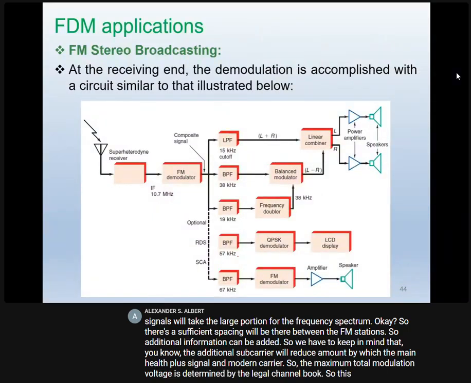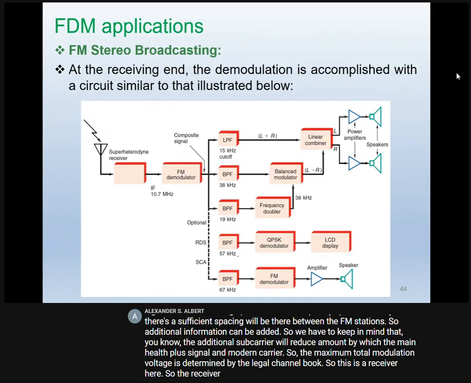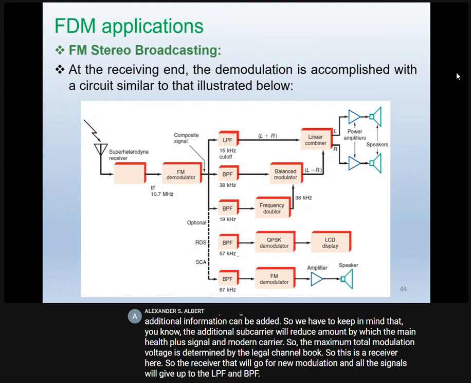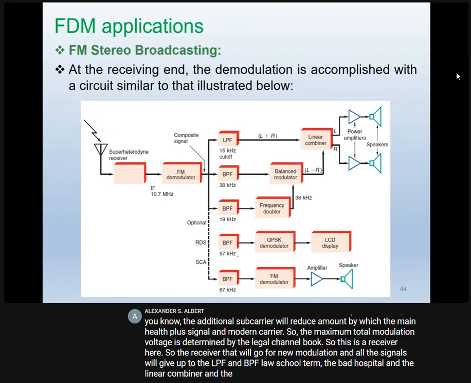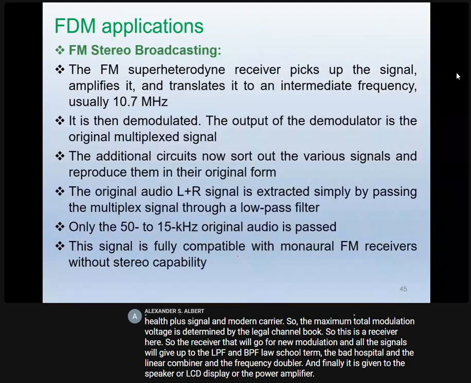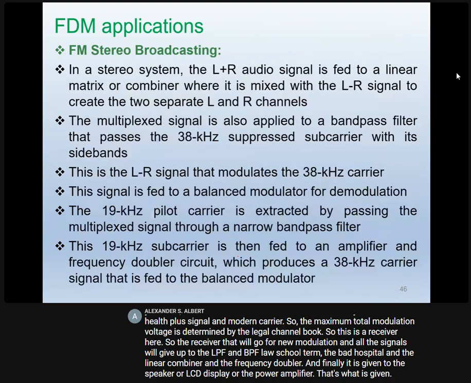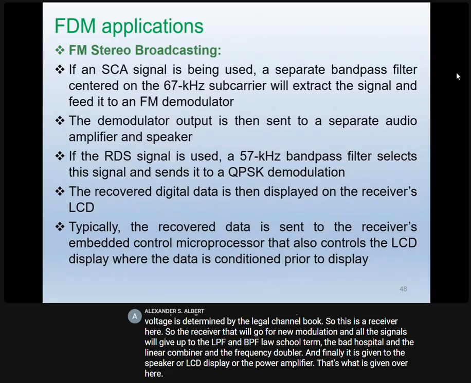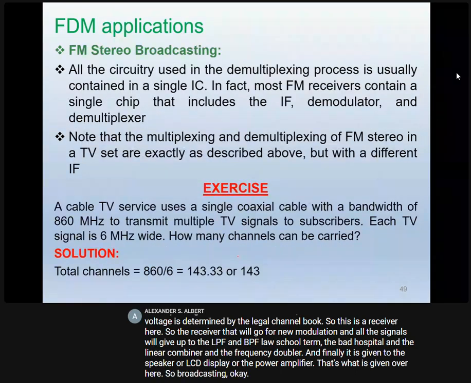So this is the receiver end. The receiver goes for demodulation, and all the signals are given to the LPF and BPF, low pass filter and band pass filter, and the linear combiner and the frequency doubler. And finally, it is given to the speaker or the LCD display or the power amplifier. And that's what is shown over here. So that is broadcasting. Okay, so it's a simple exercise.